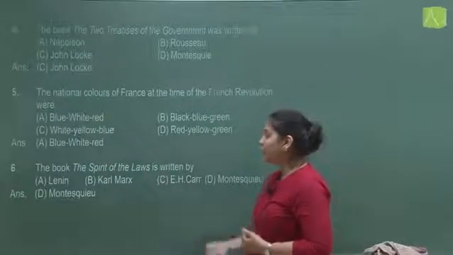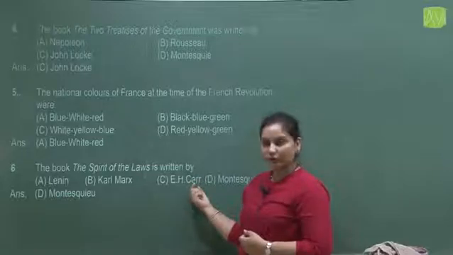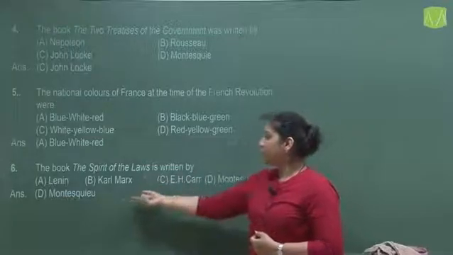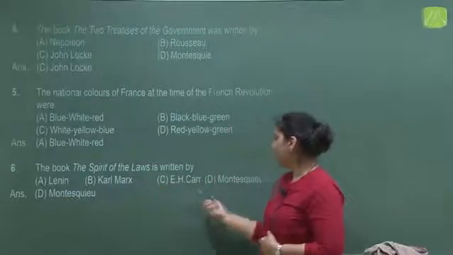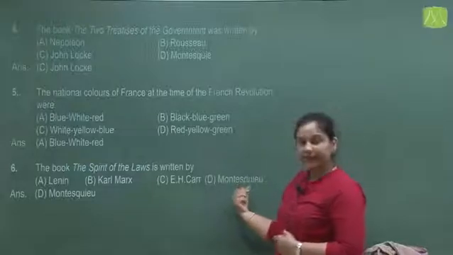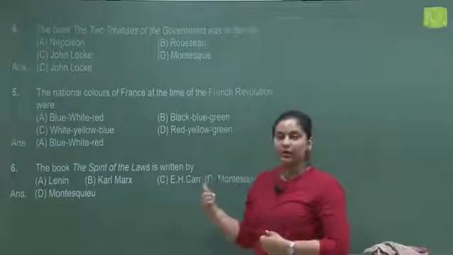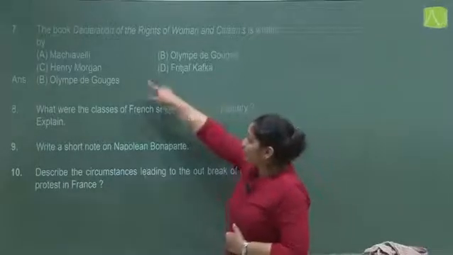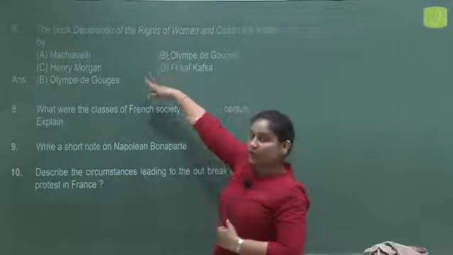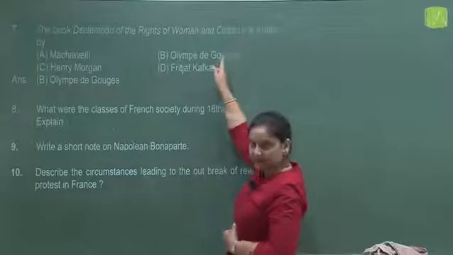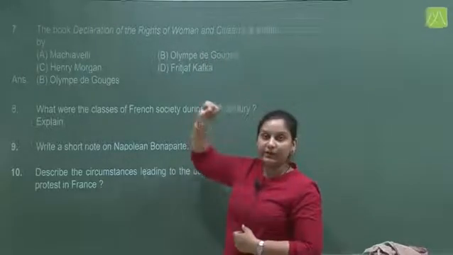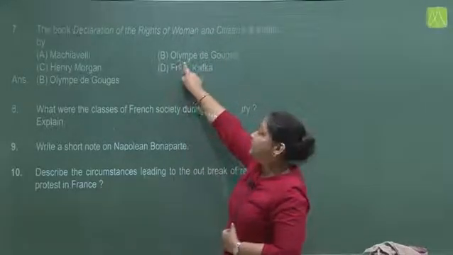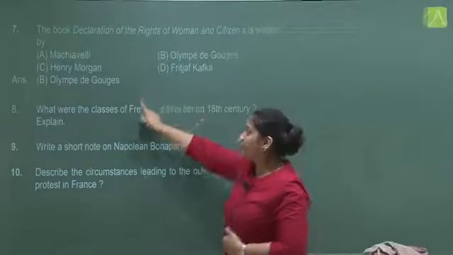The book Spirit of Laws, you have to again tell the author. According to the options given over here, the correct answer is Montesquieu, who was the author of Spirit of Laws. Moving on to the next question, you have to again tell the author of the book Declaration of the Rights of Woman and Citizen. This was written by a woman revolutionary. So, the correct answer is Olympe de Gouges.